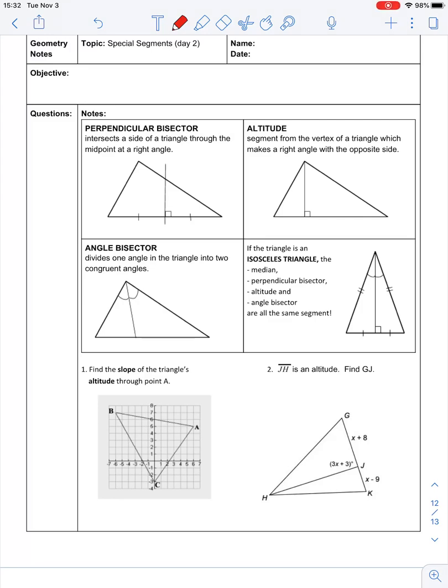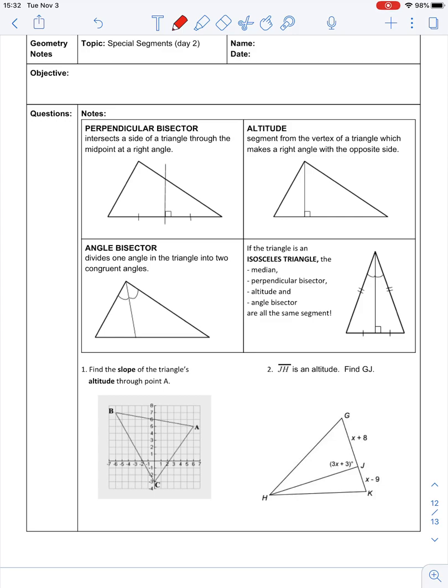We've talked about two special segments of triangles, mid-segments and medians, and both of those involved midpoints. Today we're going to talk about three other special segments of triangles: perpendicular bisectors, altitudes, and angle bisectors. Two of these, the perpendicular bisector and an angle bisector, we've talked about in relationship to just an angle or a side. We haven't talked about it with a triangle, but it doesn't have any different definition.